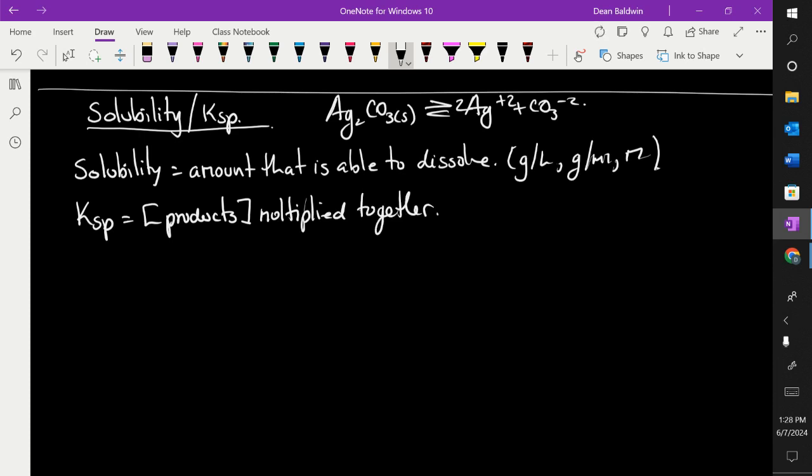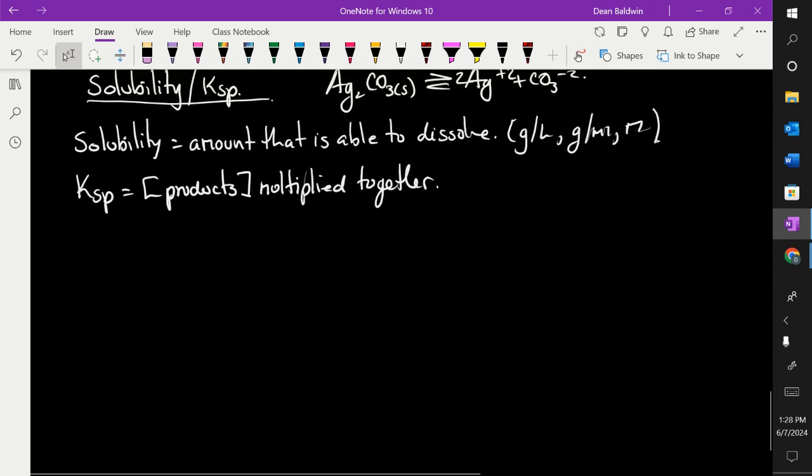So it's different than solubility, and solubility tells you exactly how much will dissolve. KSP just gives you an idea: is it a lot or is it a little? If KSP is large, more of it will dissolve. If KSP is low, less of it will dissolve. All right? It's all relative.